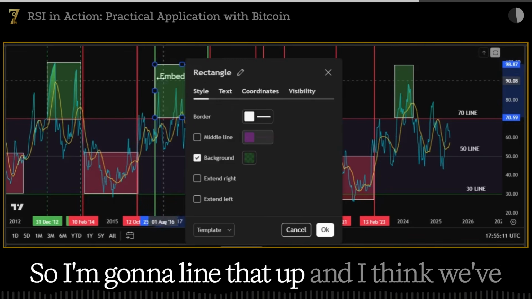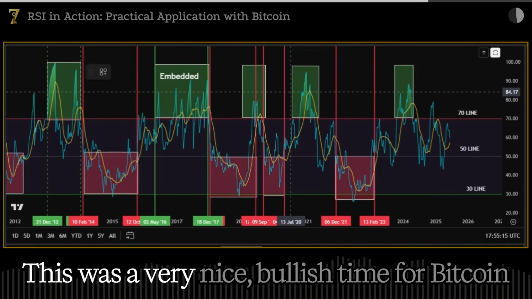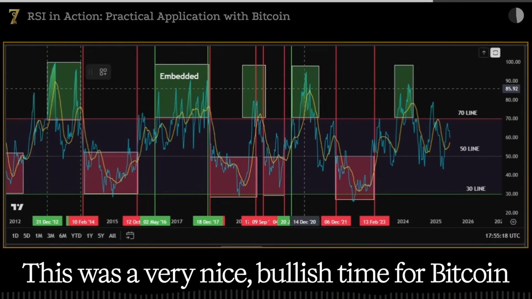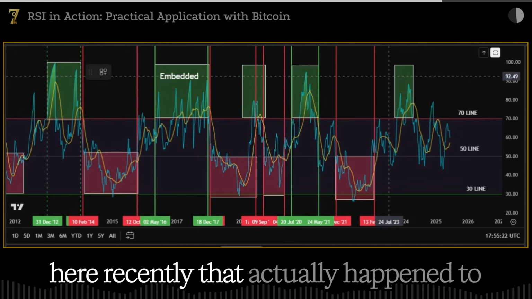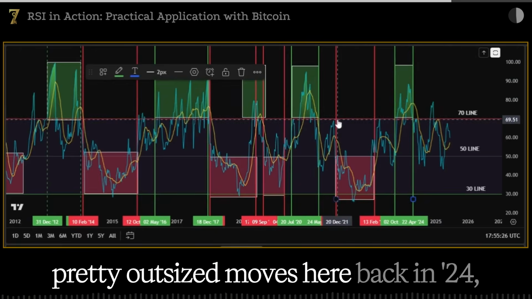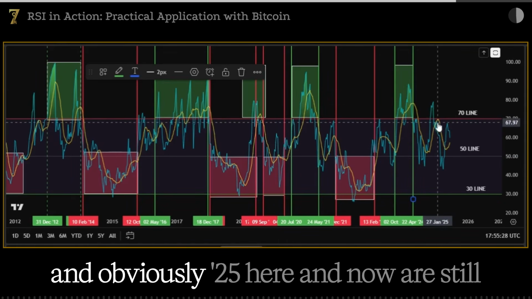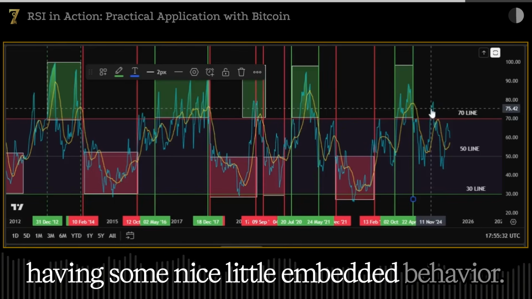So I'm going to line that up, and I think we've got another few we need to line up over here. This was a very nice bullish time for Bitcoin. And we've got another time that happened here recently, right when we were making some pretty outsized moves back in 24. And obviously 25 here and now are still having some nice little embedded behavior.